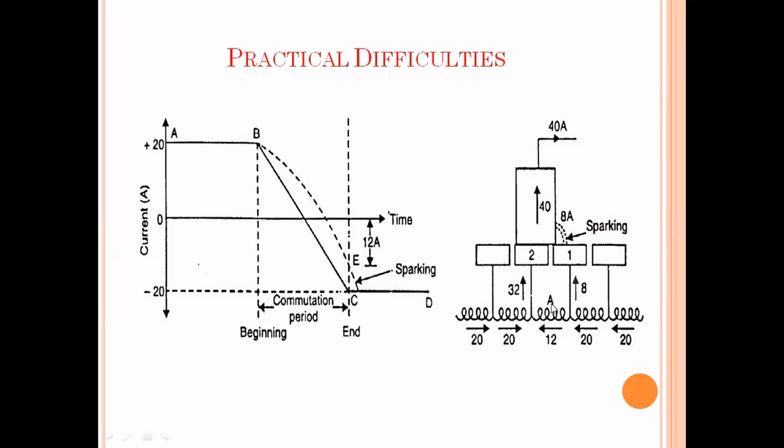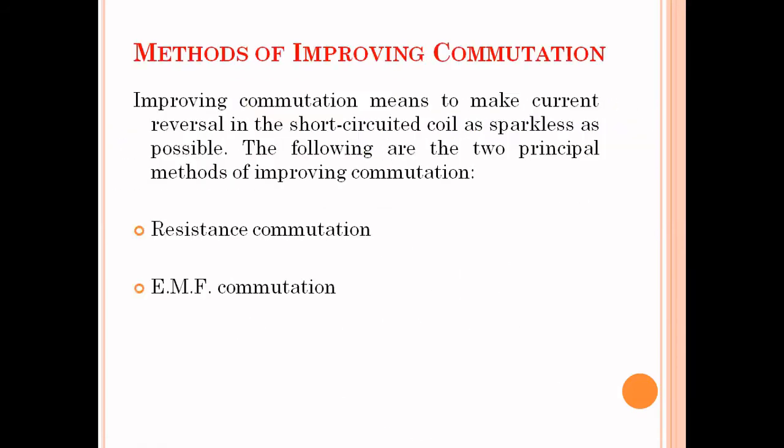Now, because of the reactance voltage, instead of 20 ampere in this direction, we get only 12 ampere, and 8 ampere of current passes from commutator segment 1 and completes the path through the air, and that path in the air is nothing but sparking. So this is the major problem in commutation. To overcome that problem, we have to discuss the methods of improving commutation. So our today's topic is methods of improving commutation.